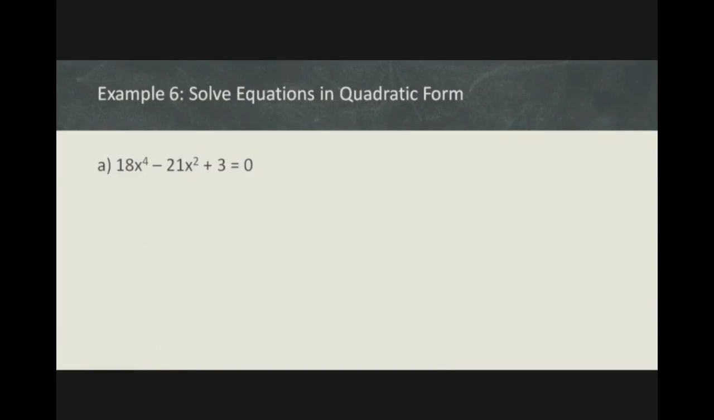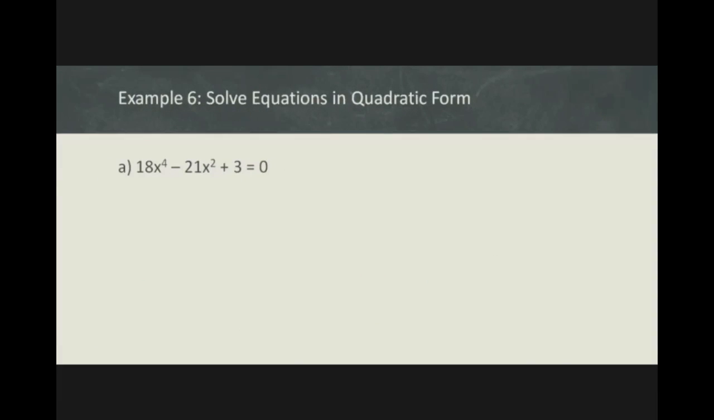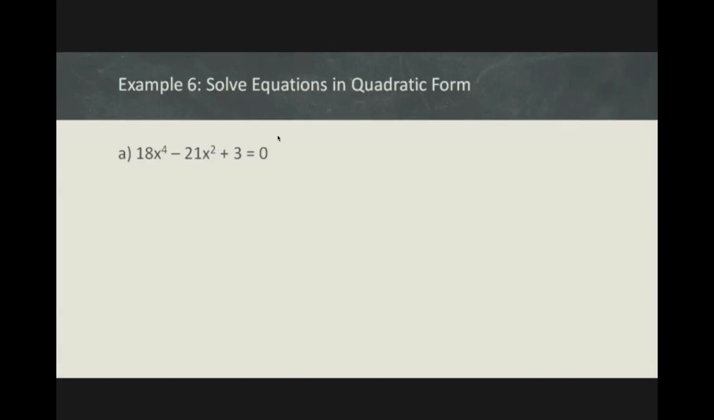So then in example 6, it says to solve the equation in quadratic form. So we have a 4 and a 2. 2 is half of 4. So yes, this can be written in quadratic form. So we're going to take out the x's and replace them with a u. You're always going to replace the u with the x on the middle term. So in this case, we're going to say that u is equal to x squared.